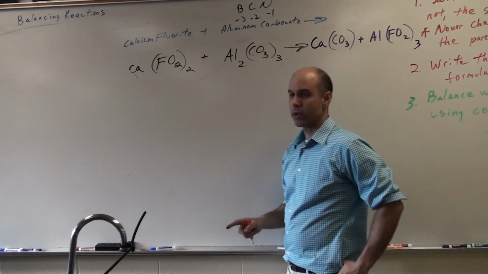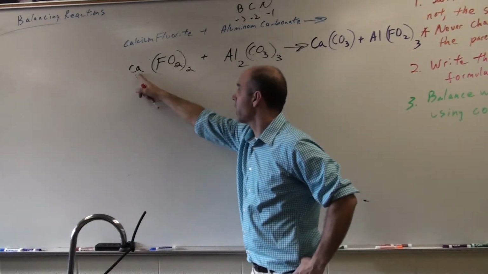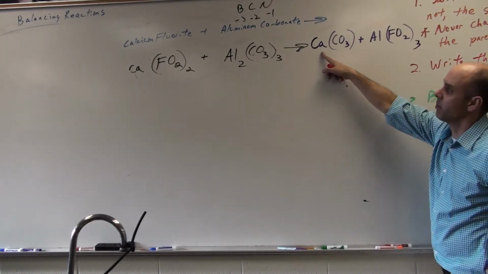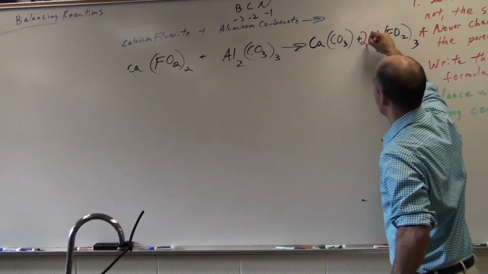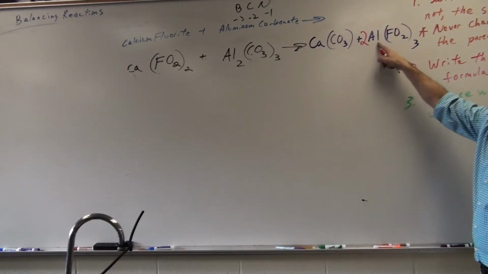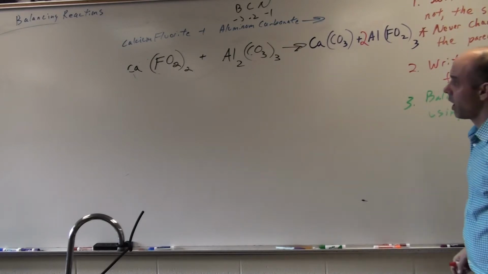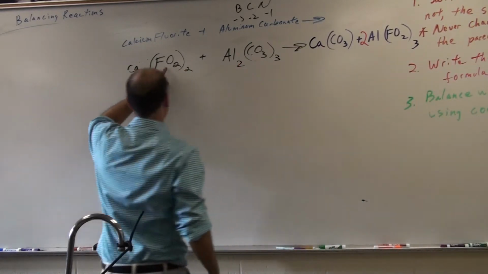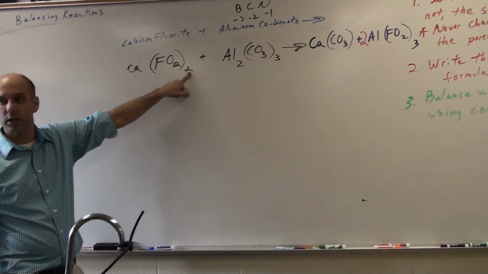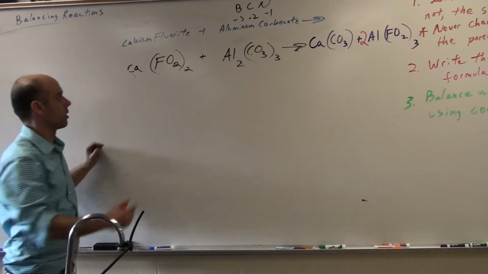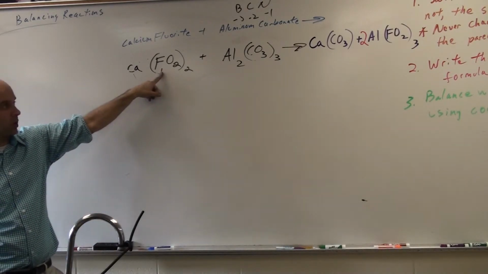So usually, again, it's just guess and check. So 1 calcium, 1 calcium. 2 aluminums. I put a 2 there, I get 2 aluminums. How many fluorines do I have? You take the outer number times the inner number. So 2 times 1 is 2 fluorines. Right.